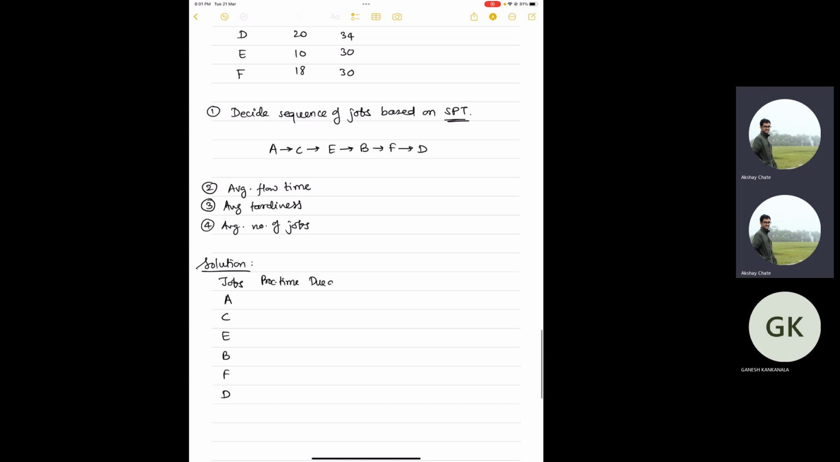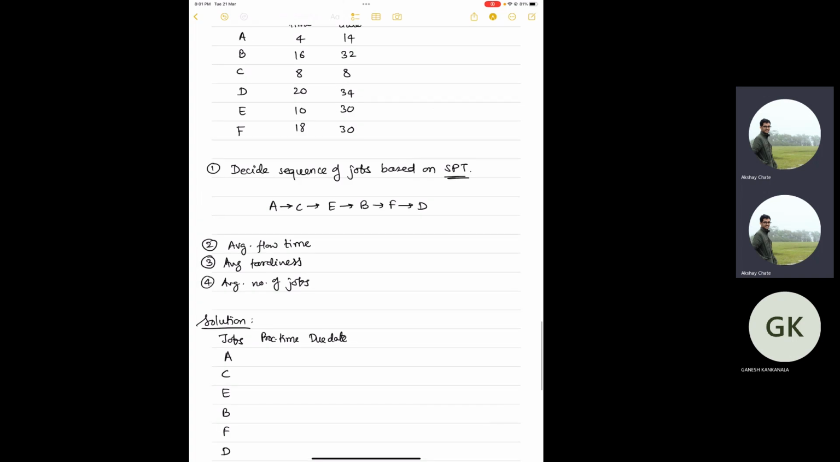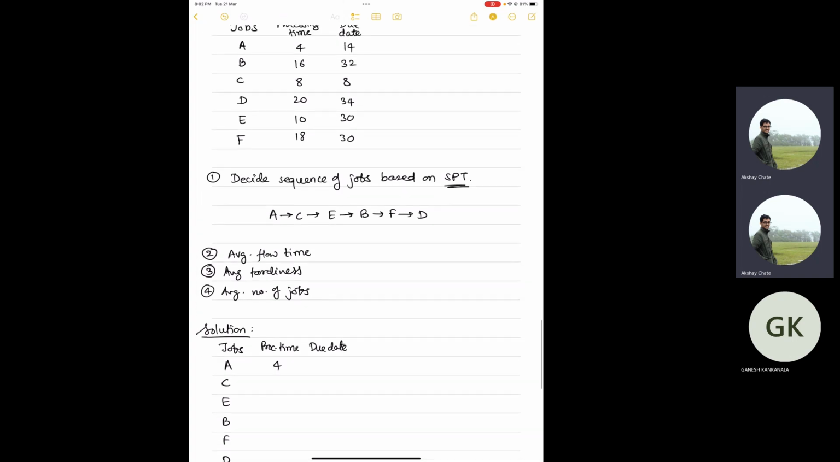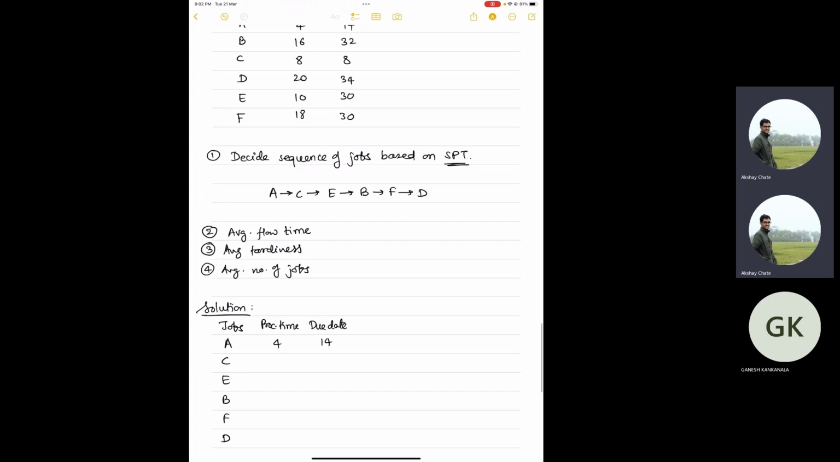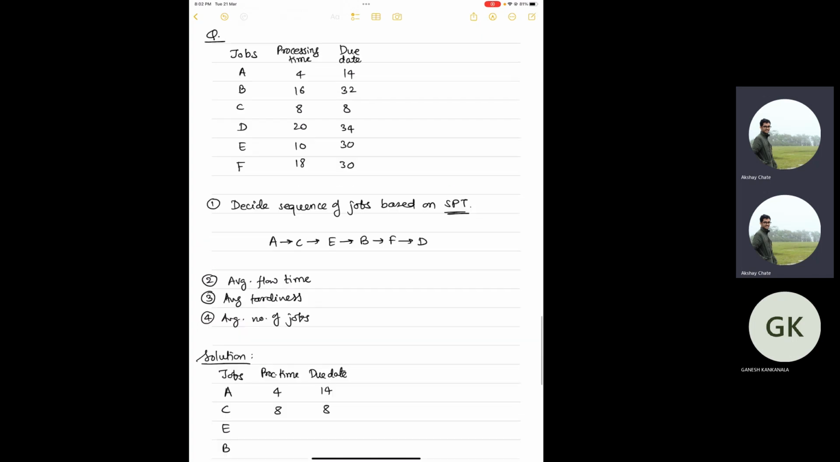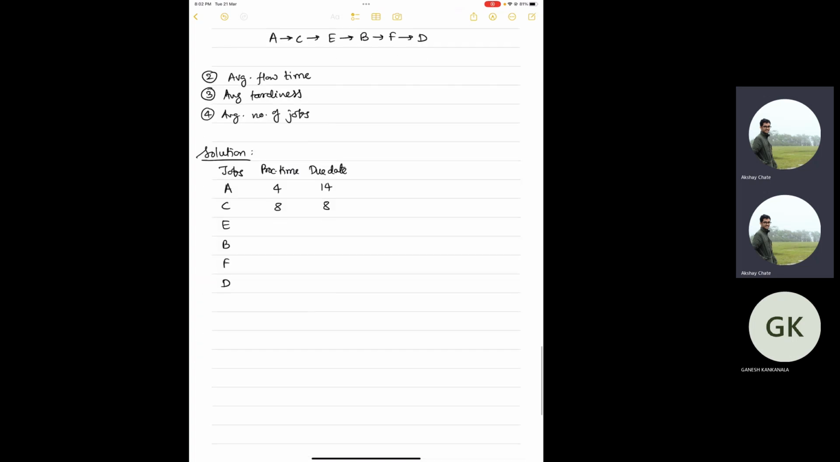and due date. So let's say A will remain like this only, but if you write C, write 8 and 8. Some people just write C and processing time 8, but they keep the due date as 32, which is for B. Don't do that, because that's wrong. These due dates and processing times are for a particular job. They can't be interchanged. So if you are shuffling the sequence of jobs, shuffle the respective times also, otherwise it is wrong.